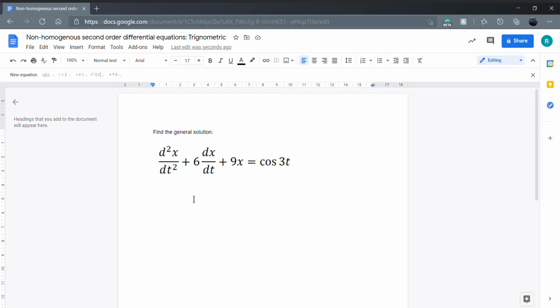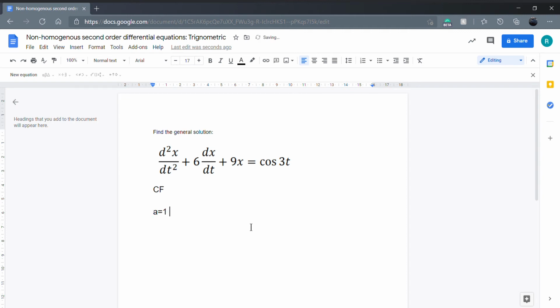How to find the general solution to a non-homogeneous second-order differential equation that includes a trigonometric function. Now we first start with finding the complementary function, or also known as the CF, where we start to form the auxiliary equation of the left-hand side, where we use the coefficients.